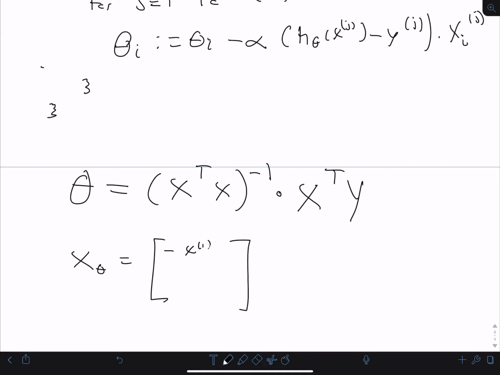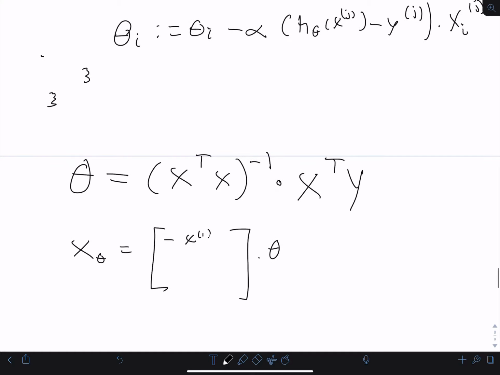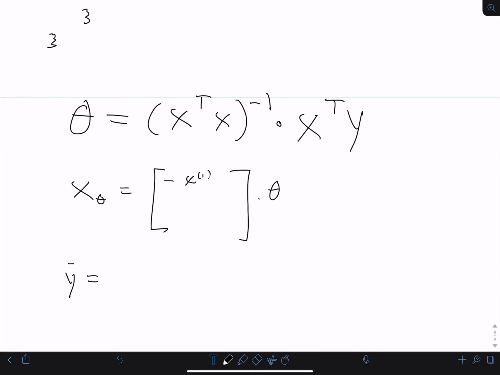Oh, this looks like it turned off. Okay, there we go. And then you multiply this times theta. And then you've got your y, which are all the target values for your training examples as well.